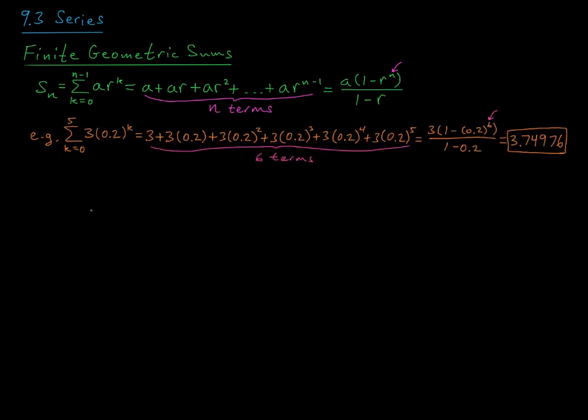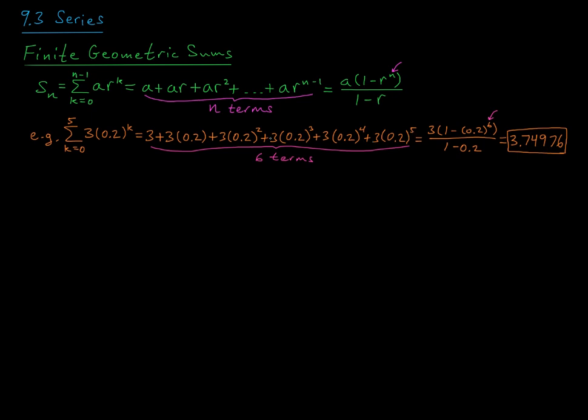As an example, let's say I want to sum 3 times 0.2 raised to the k power, where we let k vary from 0 up to 5. Here a is 3, and r, the common ratio, is 0.2. So 3 plus 3 times 0.2 plus 3 times 0.2 squared, and so on, until we get to 3 times 0.2 to the 5th.